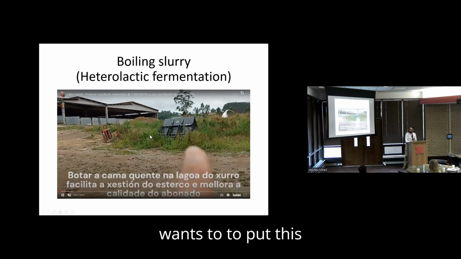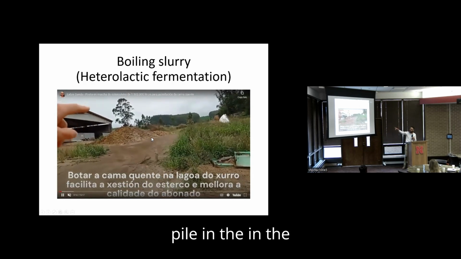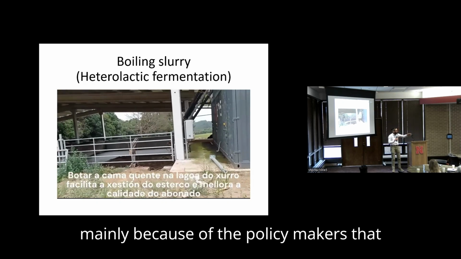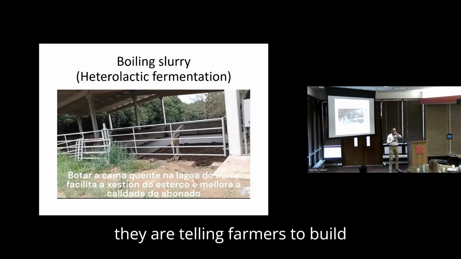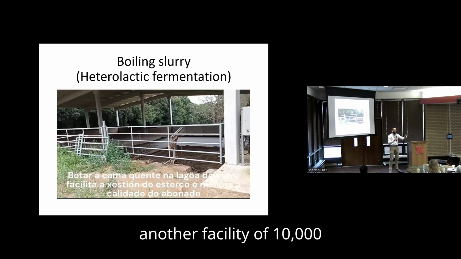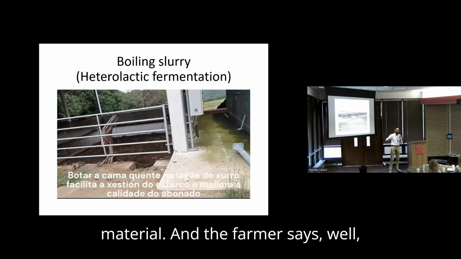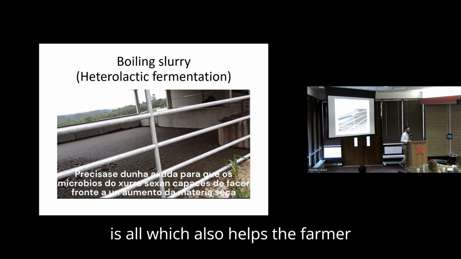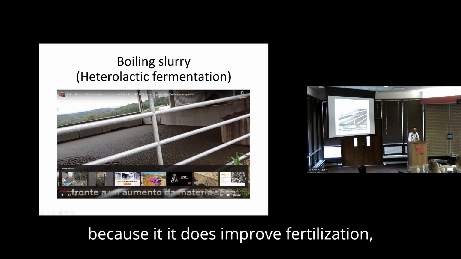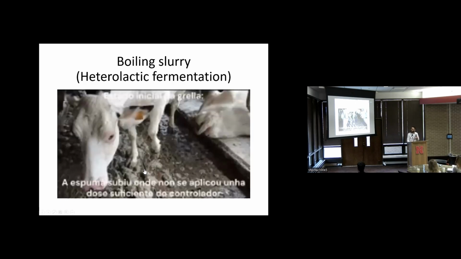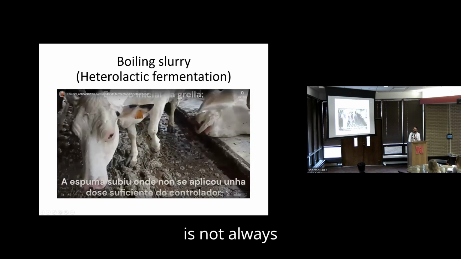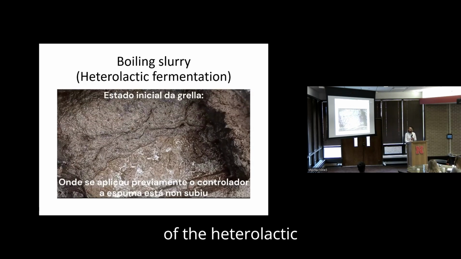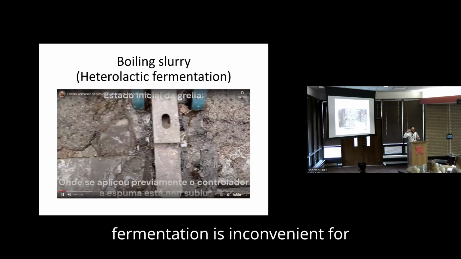So this gentleman wants to put this pile in the lagoon. Why does he want to put this pile in the lagoon? For a number of reasons, but mainly because of the policymakers who are telling farmers to build another facility of 10,000 euros or more to store this material. The farmer says, well, I prefer to pour it in the lagoon, which also helps the farmer afterwards in fertilization, because it does improve fertilization. But it's not always positive. Sometimes the heterolactic fermentation is inconvenient for them.